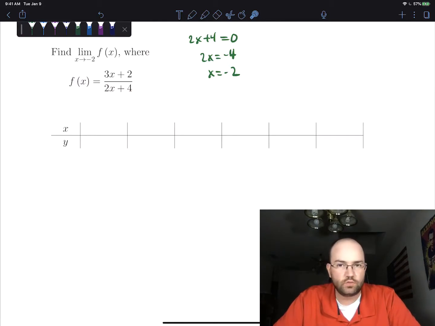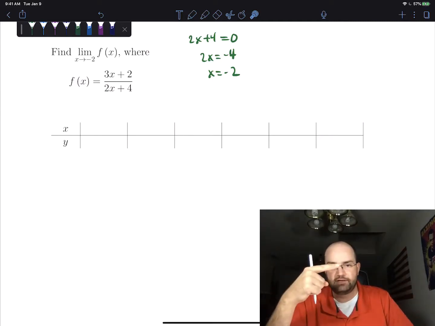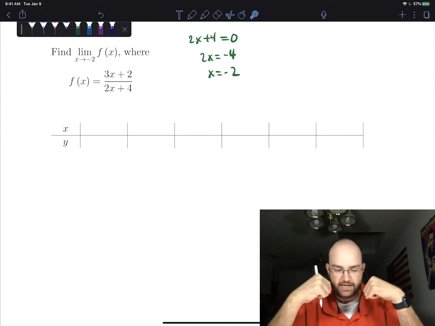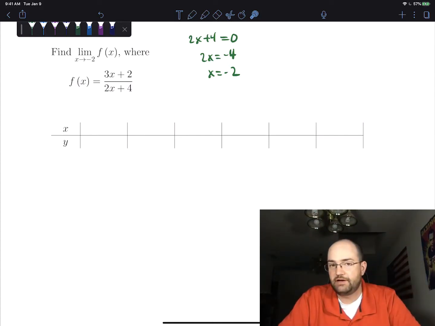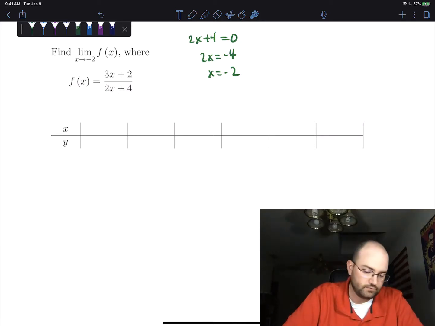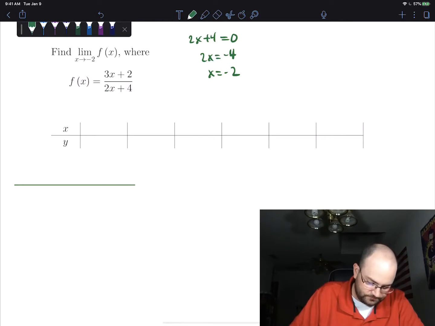But there's nothing wrong with that, as long as we realize that we're trying to approach x equaling -2 from both the left and the right at the same time. So we need to find values to the left of -2 and values to the right of -2. Just a reminder, on the number line with -2 in the middle, -1 would be over here, and -3 would be over here.